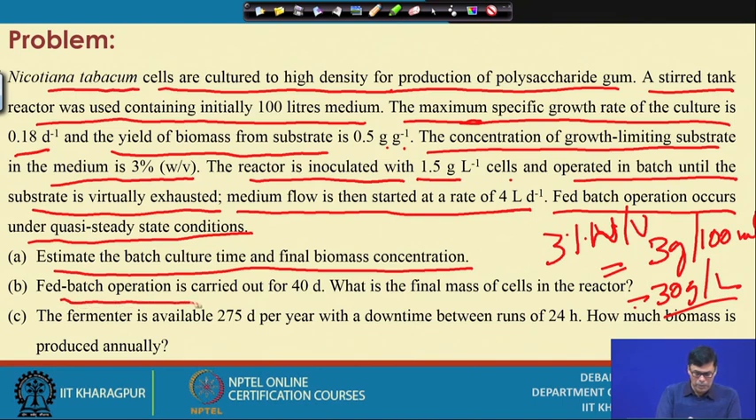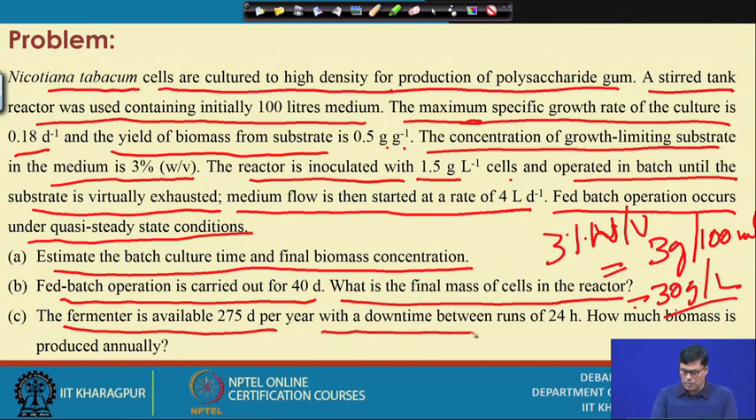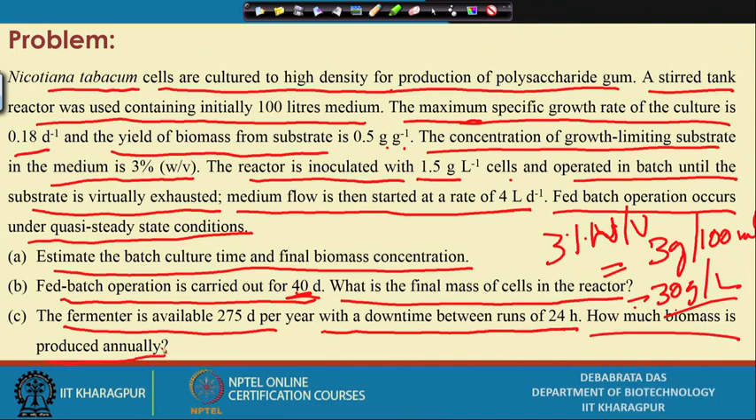Second, the fed batch operation is carried out for 40 days, and what is the final mass of the cells in the reactor? Then the fermenter is available for 275 days per year, with a downtime between runs of 24 hours. That means after one run, which takes about 40 days, am I right? After 40 days you have 24 hours of downtime, and how much biomass is produced annually? This we have to calculate.